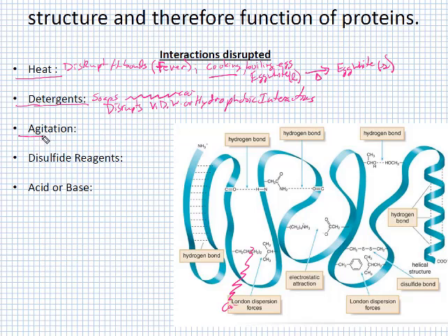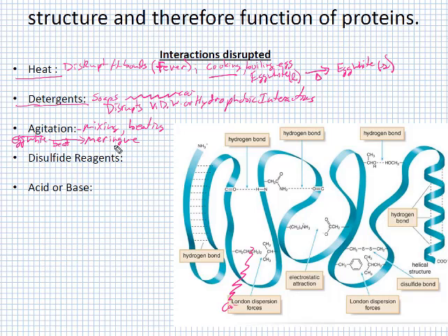Agitation? What do I mean by agitation? Basically just mixing or beating it. Again, I'll go back to eggs. You could take an egg white, separate the white from the yolk. I don't know if you've ever done this before. And you can take your blender and beat it up, and it will denature, and you get something called, what is it?